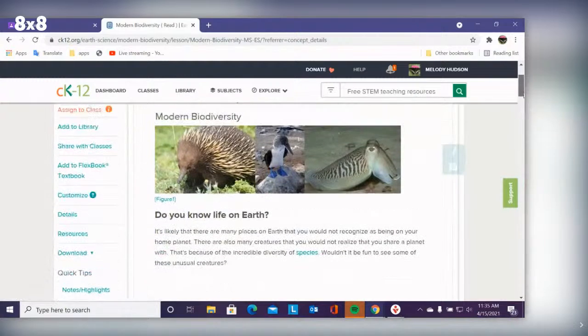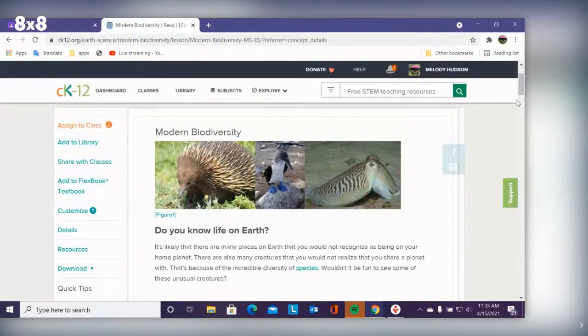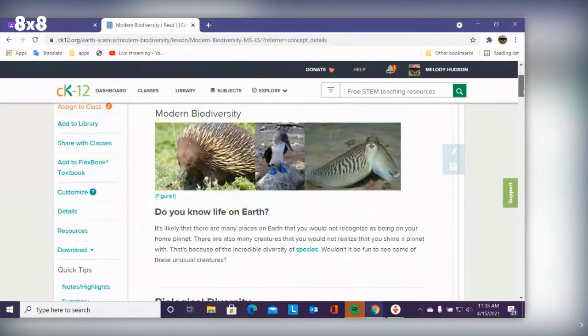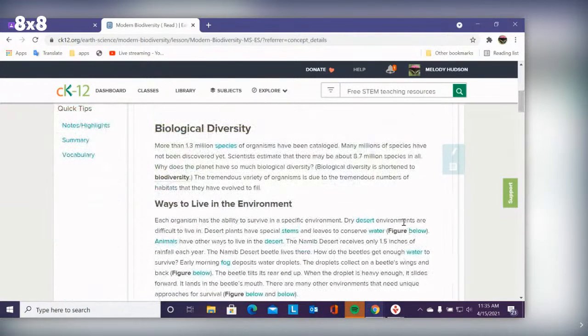Modern biodiversity. Do you know life on Earth? It's likely there are many places on Earth that you would not recognize as being on your home planet. And there are also many creatures you would not recognize that you share a planet with. And that's because of the incredible diversity of species. Wouldn't it be fun to see some of these unusual creatures? They're beautiful. More than 1.3 million species of organisms have been cataloged. Many millions of species have not yet been discovered. Scientists estimate there may be 8.7 million species in all.